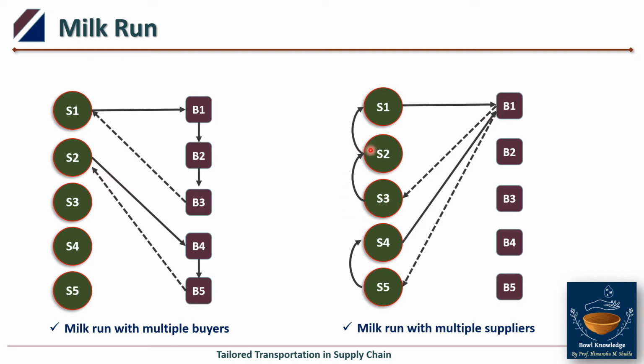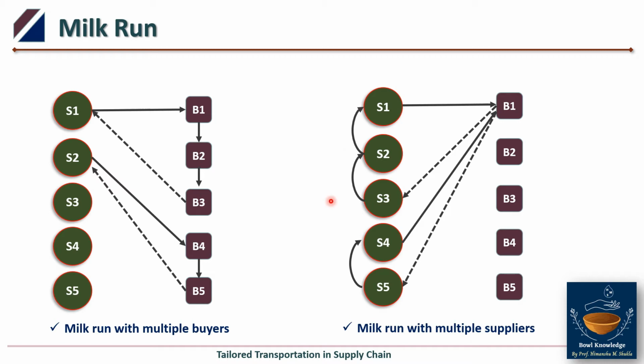You can see these arrows. In a single truck, it will collect all the goods from all the three suppliers, and finally the goods will be delivered to buyer 1. So these short runs, as you can see by these small arrows, are called milk runs.